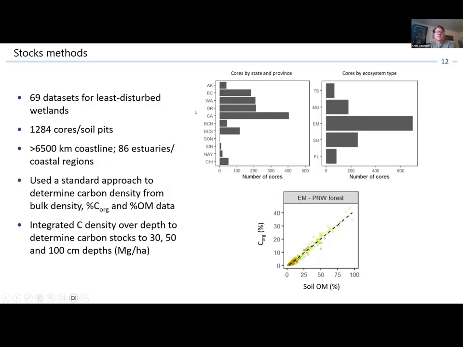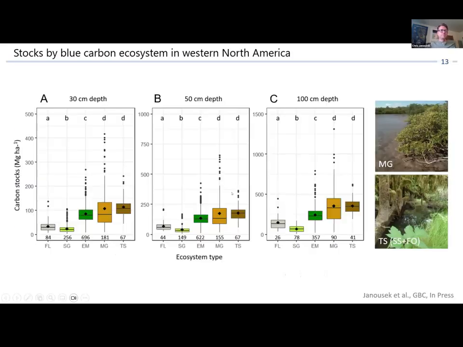And the sample sizes get smaller as you go deeper because not everybody samples soils to the same depth. These two top figures show a summary of the cores by state and province, all the way from Alaska to southern Mexico. Most of the cores come from British Columbia to California. Pretty good representation from the southern province of Baja California. And the figure on the right shows the distribution of the cores by ecosystem type. So by far, most cores came from emergent marsh, pretty good sample sizes from mangrove and seagrass meadows, and decent but smaller sample sizes from tidal swamp and from tide flats.